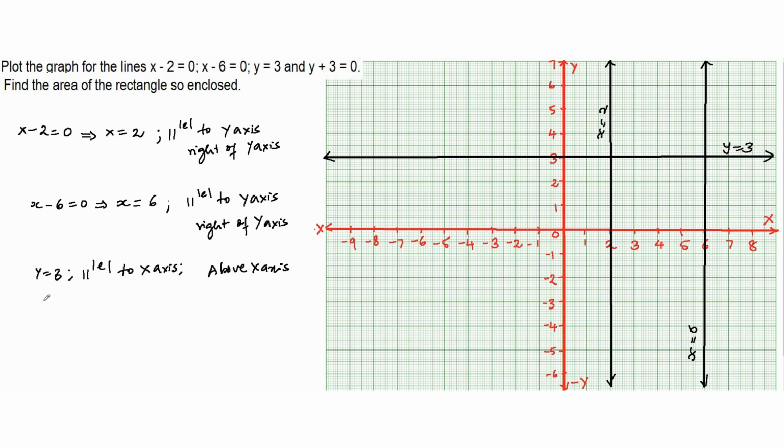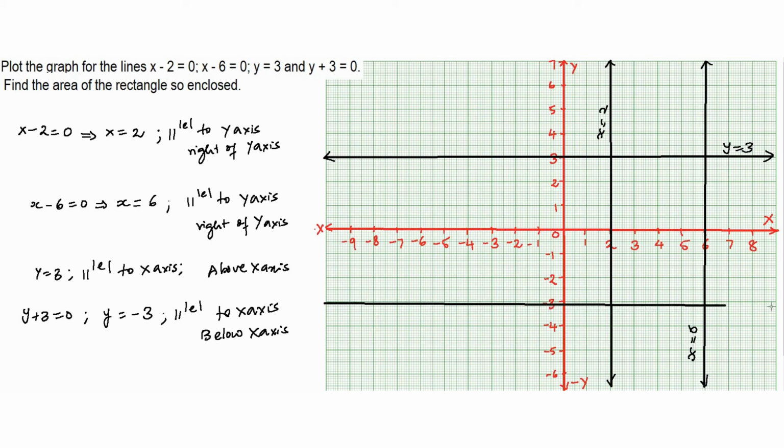And the next line is y plus 3 equals 0. So y plus 3 is equal to 0 means y equals negative 3. Again, this is also going to be parallel to the x-axis. But because y is negative 3, it is going to be below the x-axis, right? And therefore, I can plot the line right over here. So y equals negative 3 will lie somewhere over here, passing through the negative 3 point on the y-axis.